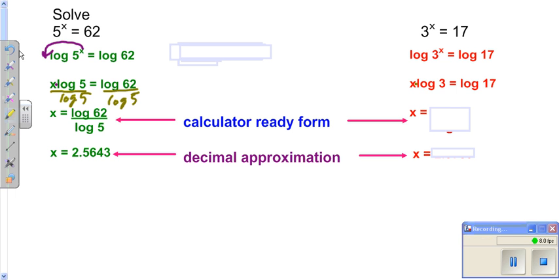So to get rid of the multiplying by that log of 3, divide both sides by log of 3. And we get our calculator ready form here. Type that into your calculator, going log of 17, close the parenthesis, go divide by log of 3, and we get this.